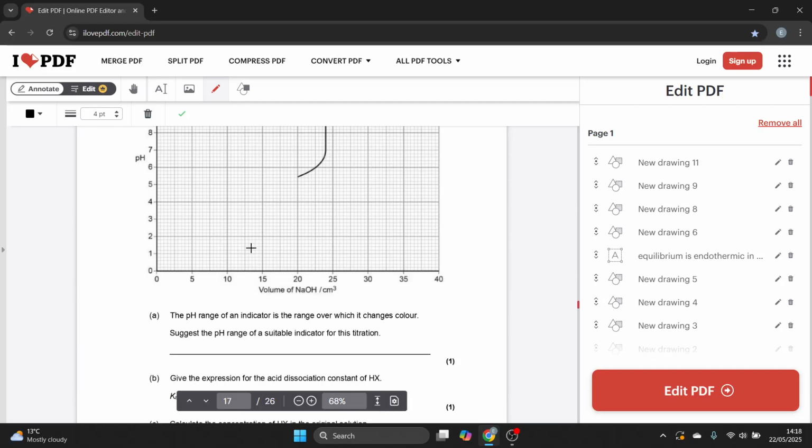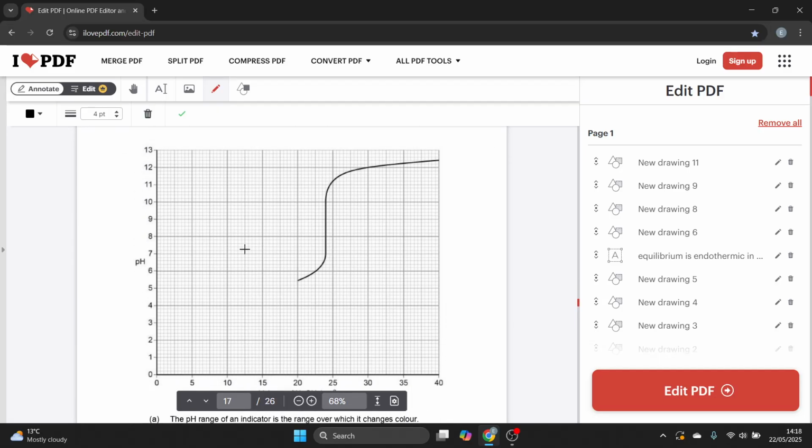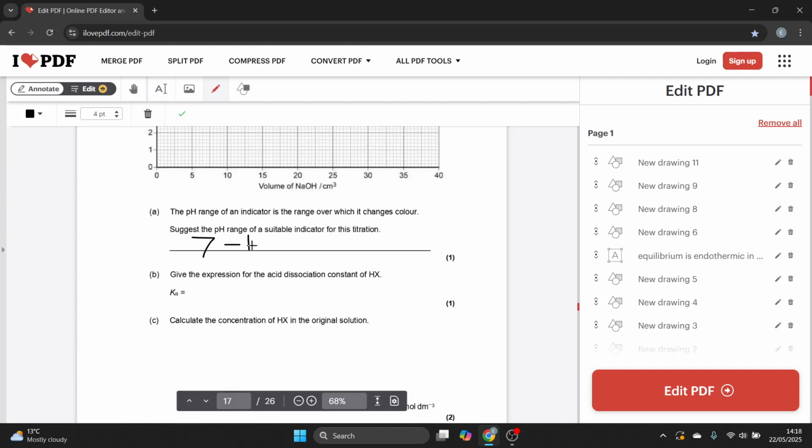Suggest a pH range of a suitable indicator for this titration. I would say, now I'd start from 7. I'd say 7 to 10. That's what I would do. And the mark scheme says 7 to 10.2. I didn't even look at the mark scheme, and it says 7 to 10.2. But it allows any range within this range. So yeah, that's fine.